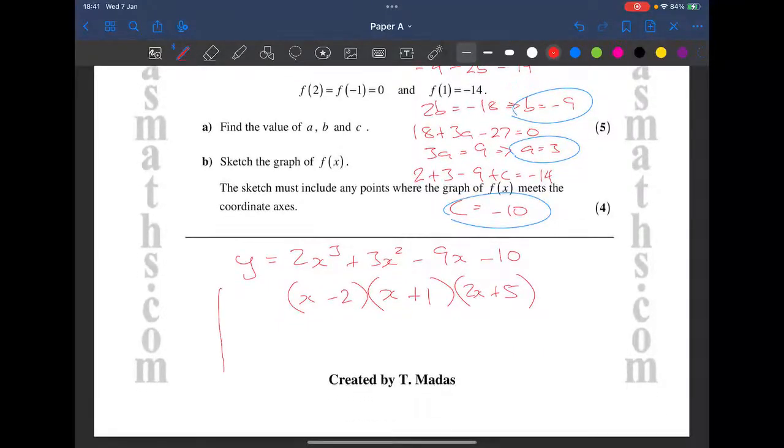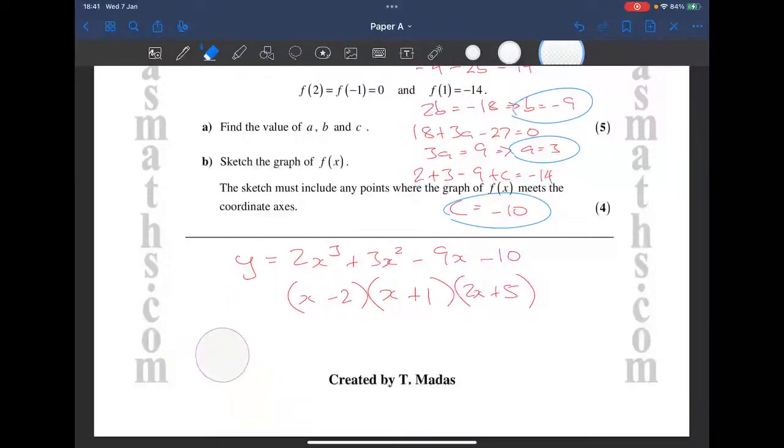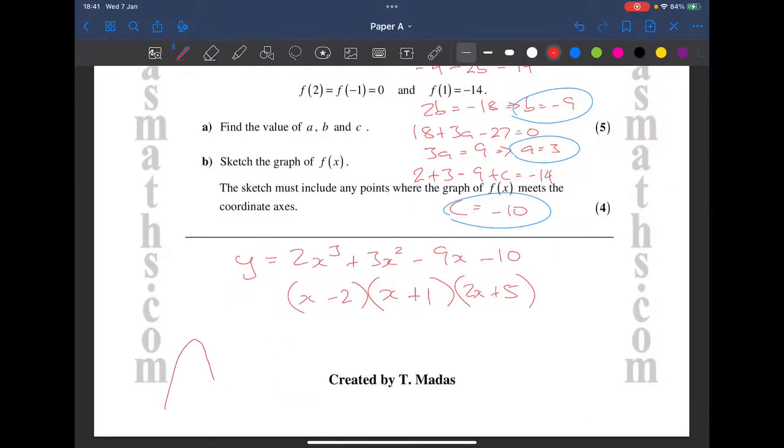So now if we go to sketch it, we can see that we have positive x cubed, so it's going to be a smiley face graph. And actually it's a bit easier to sketch it by drawing the quadratic first and then trying to see where the points need to be. So we need 1 at minus 1, 1 at 2, and 1 at minus 5 over 2. So 2 of them should be negative and 1 of them should be positive.